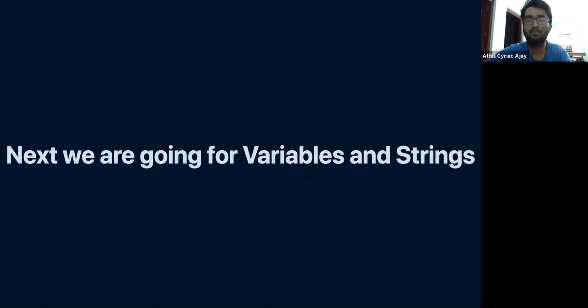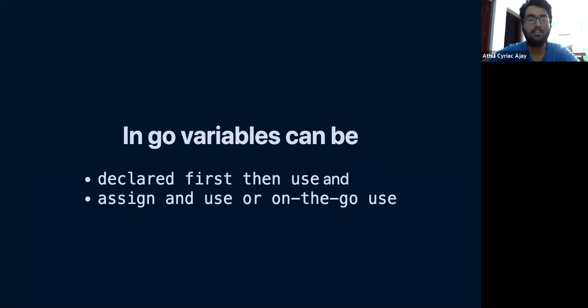Okay, next we are going for variables and strings. In Go, variables can be either declared first and then used, or assigned and used on the go, because basically it's more like a C and Python hybrid. In C, you have to declare a variable first, then use it. And in Python, you can just declare variables on the go. That's the funny thing about Go. It's actually the best of both worlds.